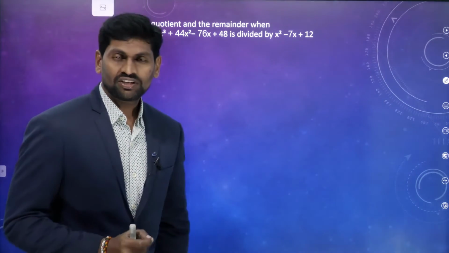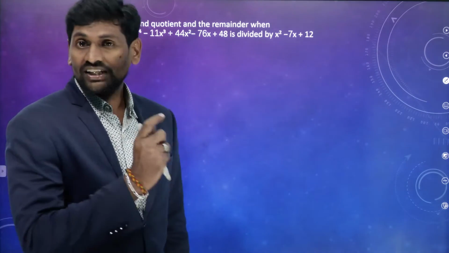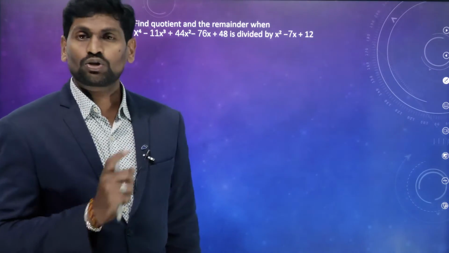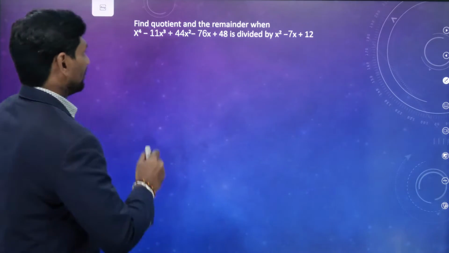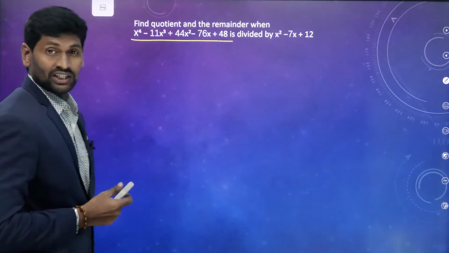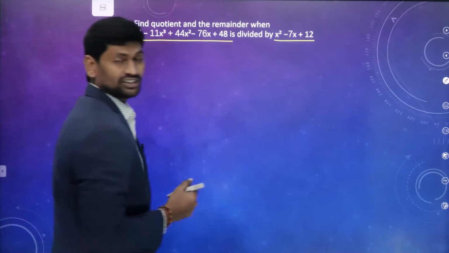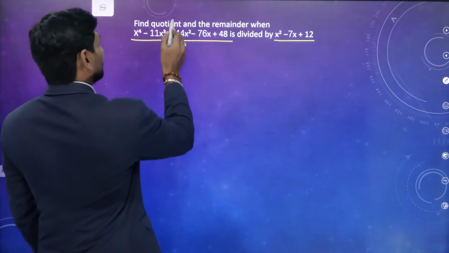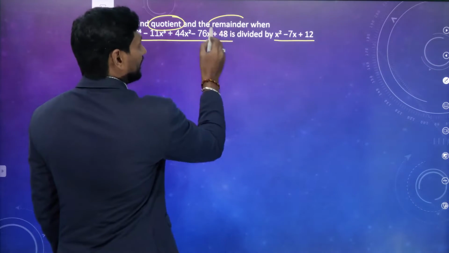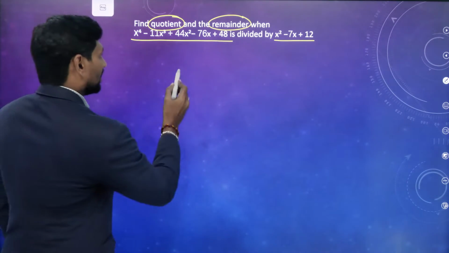Right. Now, today we are going to discuss synthetic division with a quadratic expression, or quadratic polynomial, whatever. Here, see one example. This is a biquadratic polynomial divided by a quadratic polynomial. We need to find the quotient and remainder as well.